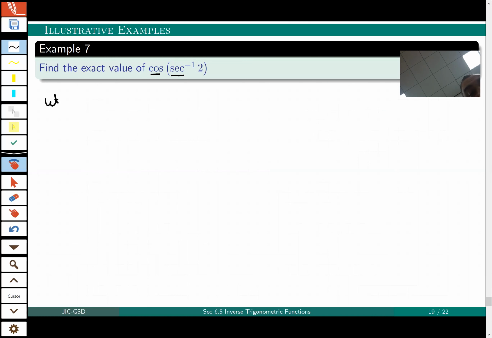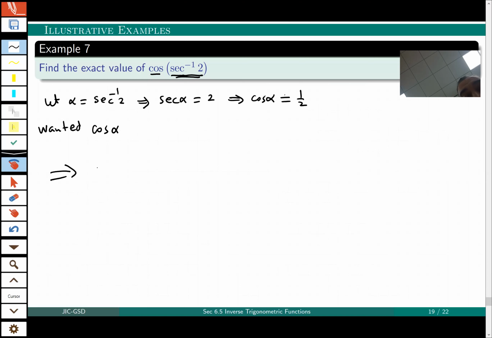So we will let alpha be secant inverse of 2. What is wanted is cosine alpha. If secant alpha is equal to secant inverse of 2, that will mean secant alpha is equal to 2, and that means cosine alpha is upside down, which is 1/2. So cosine of secant inverse of 2 is equal to 1/2. That's what is wanted, and that's what is found.